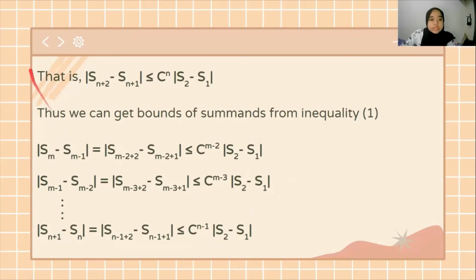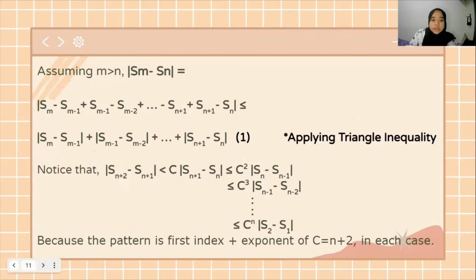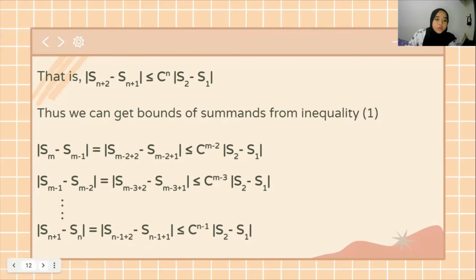Okay, that is for |S_{n+2} - S_{n+1}| ≤ c^n |a_2 - a_1|. Thus, we can get the bounds of the summation from inequality number 1, from the equation we got before, which is this equation. So we take the equation and we will get this.